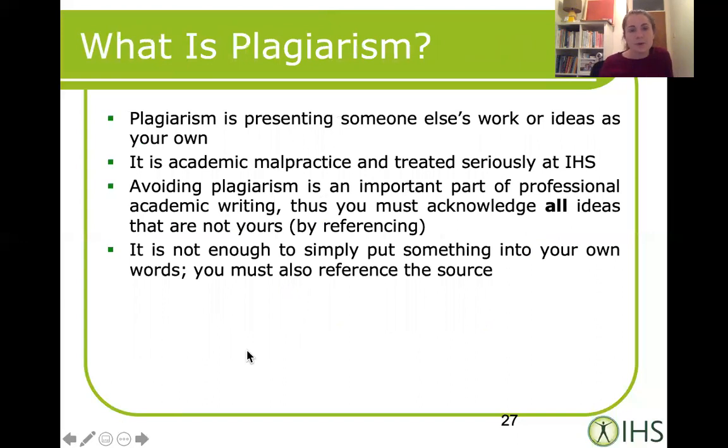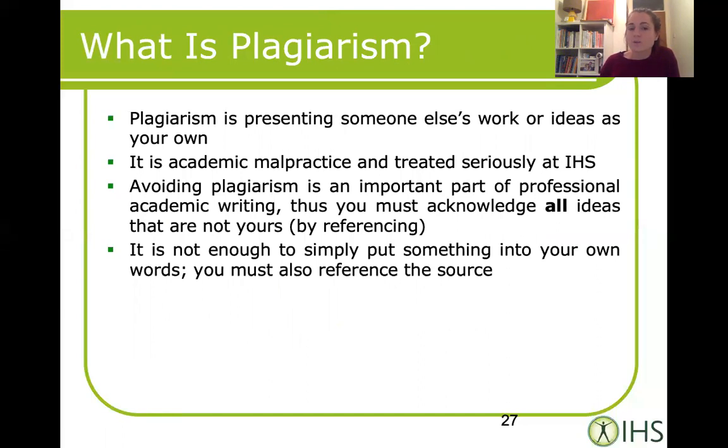So then this is a really important part. It's really important that you don't plagiarize whilst you're on the program. And if you do, we're going to highlight it to you. So what is plagiarism? Plagiarism is presenting someone else's work or ideas as your own. And at IHS, it's treated very seriously. It's considered an academic malpractice. So avoiding plagiarism is an important part of your professional academic writing.